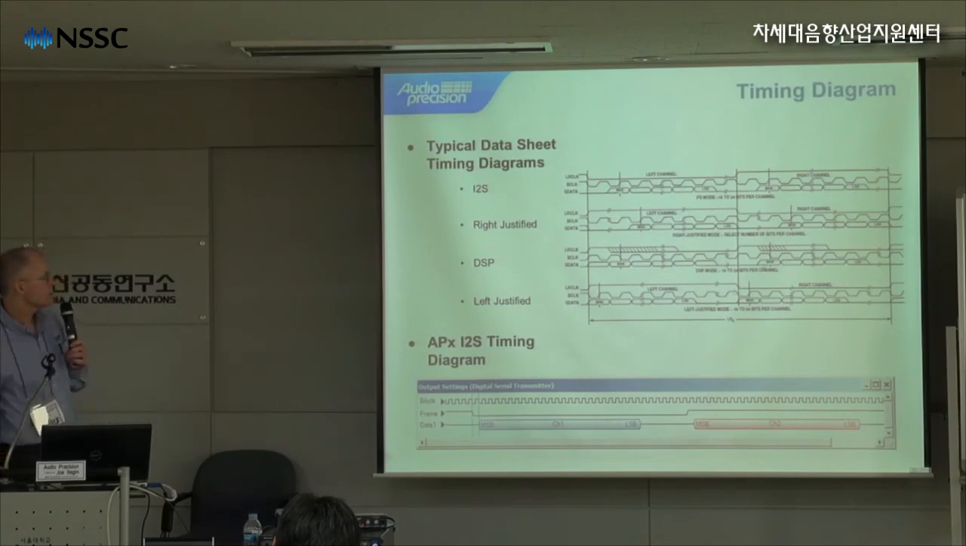This is a timing diagram from a typical data sheet. And it's a nice feature in the APX software that you get a timing diagram built right in, so you can easily compare it to the data sheet and set it up the way the data sheet suggests. So this shows I2S, a right justified format, DSP format, and left justified.